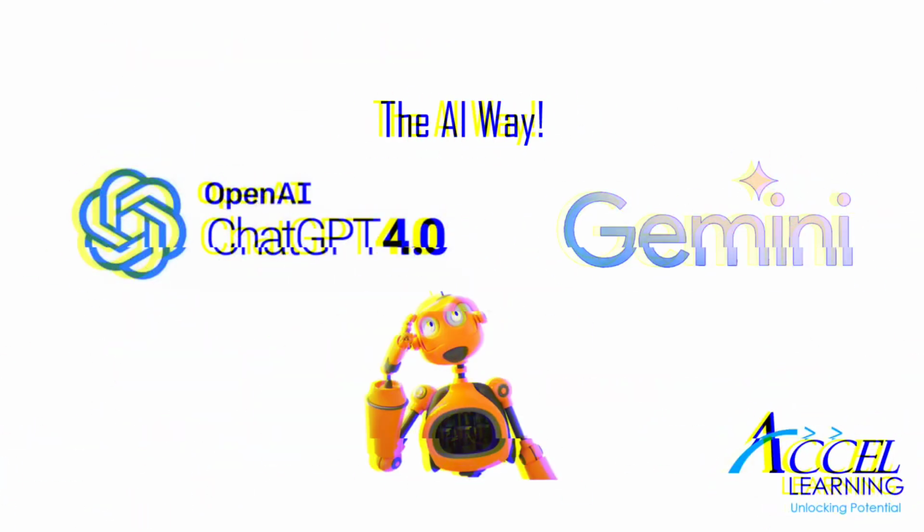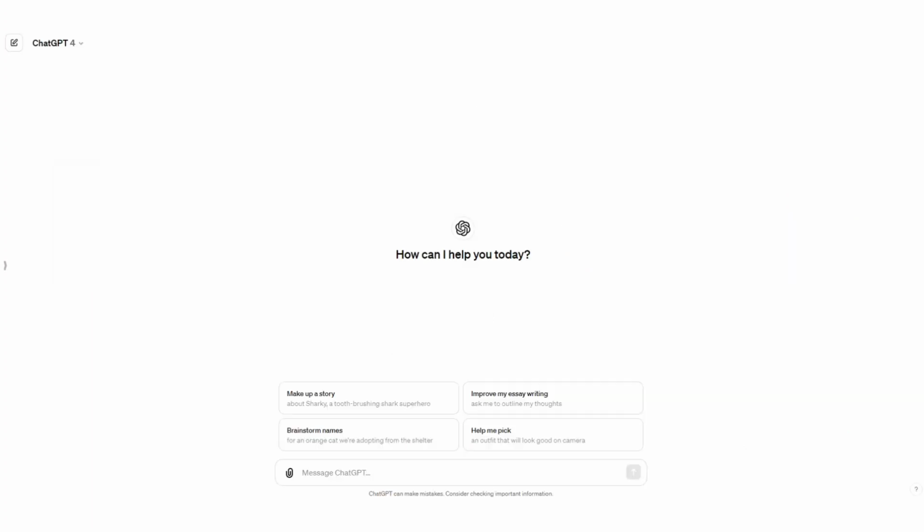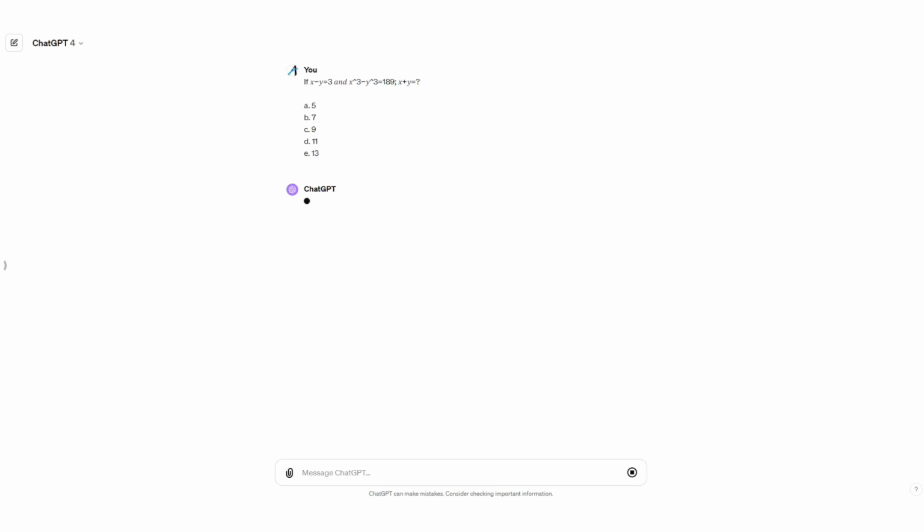Now for the fun part, let's see if AI is smart enough to solve this correctly. We'll first start with ChatGPT and then we'll do the same with Google's Gemini. Here we are in ChatGPT using the latest ChatGPT 4. Let's paste the question and see. Remember, our answer was option C, 9. Let's see how ChatGPT solves the problem.